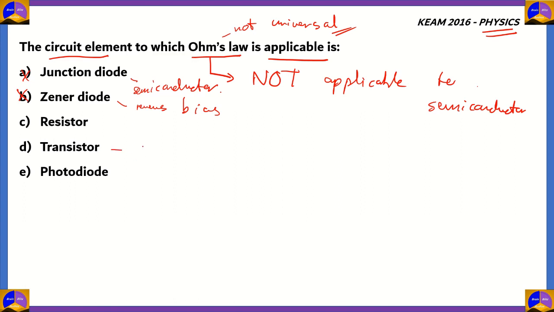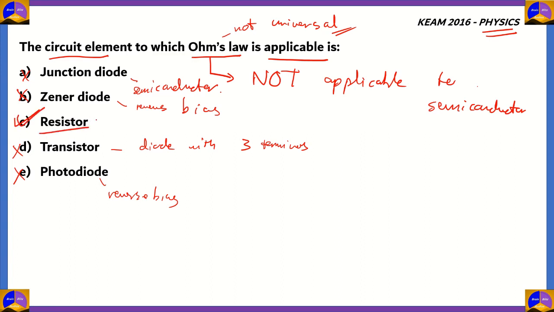Transistor is a semiconductor device with 3 terminals. So that means you have NPN or PNP. That means option D is incorrect. Photodiode is again another diode which works in reverse bias. That means option E is also incorrect. The correct answer is option C, resistor.